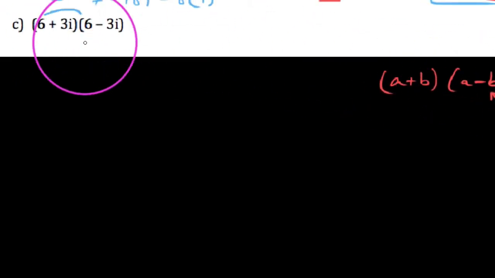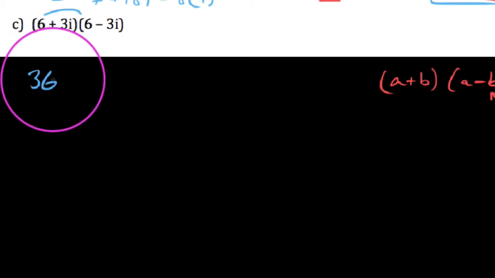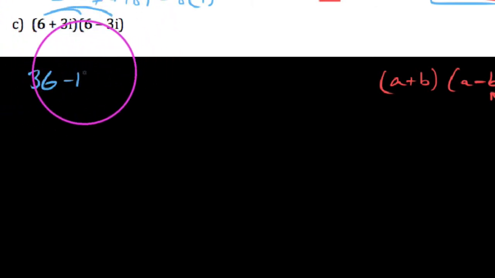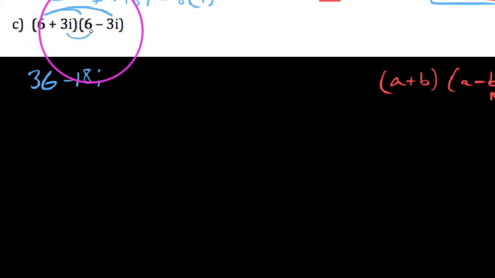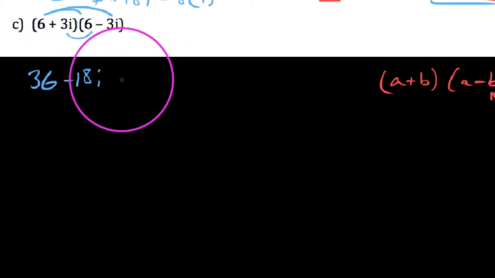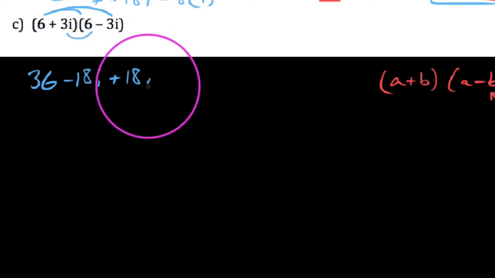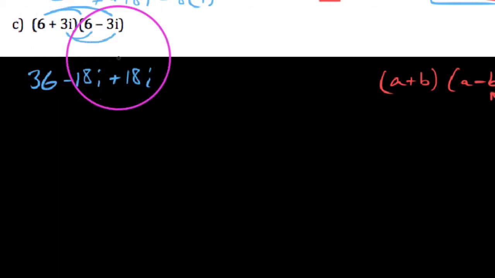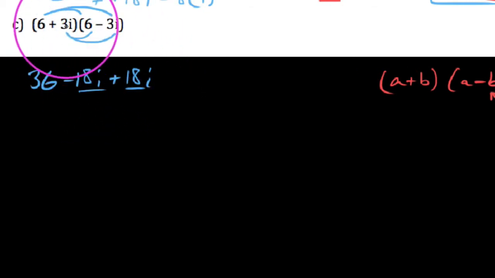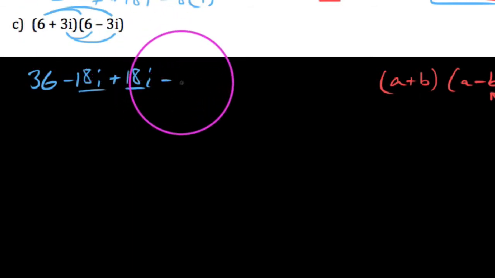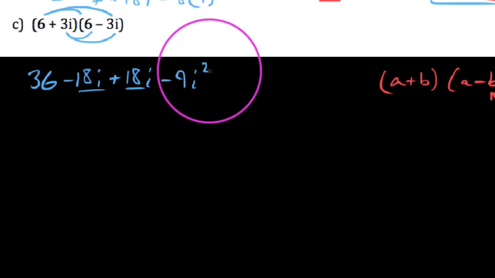So let's go ahead and FOIL this. We say 6 times 6, a perfect square, is 36. We say 6 times negative 3i is negative 18i's. But in the inner here, a positive 3i times 6 is positive 18i's. And so those will cancel. You can see that these will cancel here when we combine like terms. And then positive 3i and a negative 3i gives us negative 9i squared.